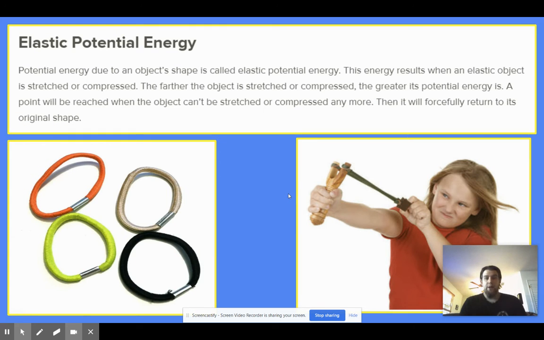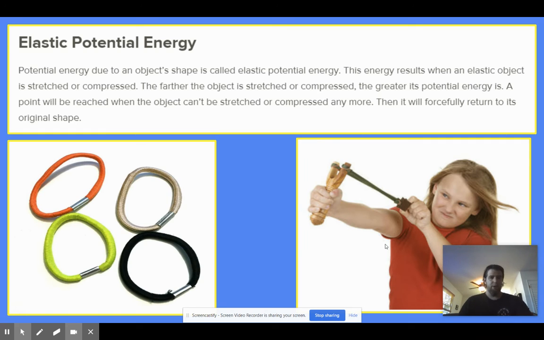Now, another type of potential energy is elastic potential energy. So these are two great examples. This little kid who's about to fire a slingshot at somebody, I don't know. They're using elastic potential energy of the rubber band holding on to the slingshot. So as the kid winds up and pulls that back, they are building elastic potential energy until they let it go, and then all of it's transferred into kinetic energy.